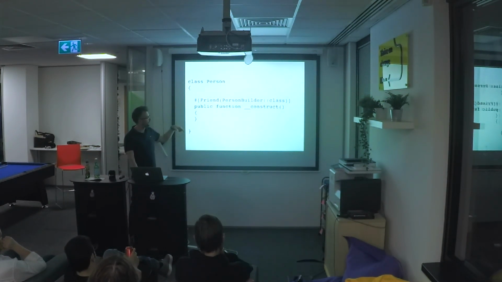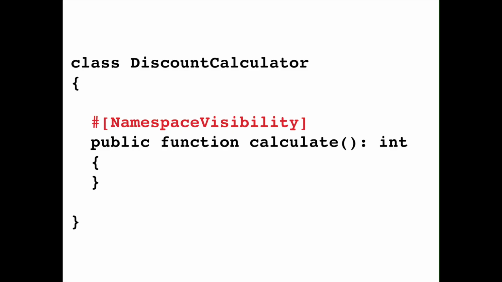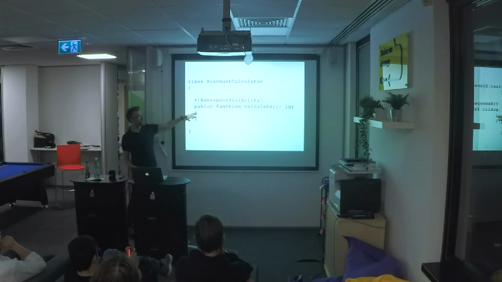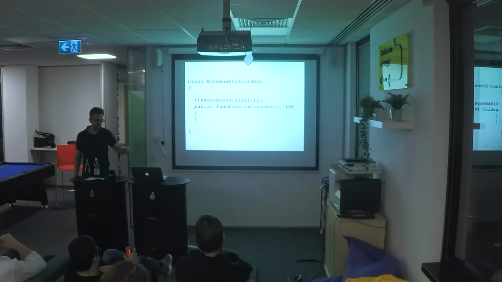So we've got the friend. Actually, the friend thing in this library is a bit more sophisticated. You can put it on methods as well as classes, and you can have multiple friends. I've also got something called namespace visibility. This means that calculate can only be called from whatever namespace DiscountCalculator is in. So it's a bit like Java's package.